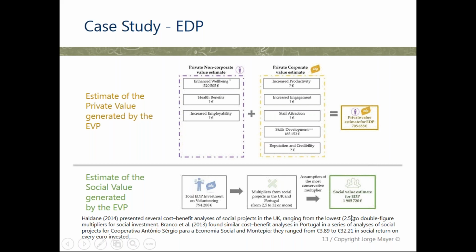So what we did was we chose the lowest one, the most conservative multiplier that we found, and we applied it to the investment that EDP has on volunteering. And this made us reach a social value of around 2 million euros. This is, of course, a very rough estimate. It's at best a fundamented guess of a number that we could try and reach and signalize.